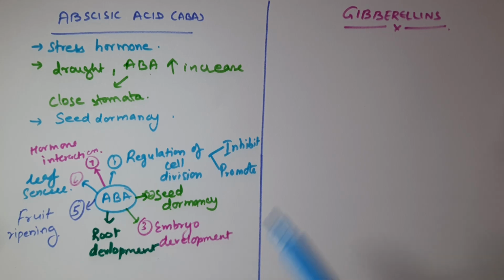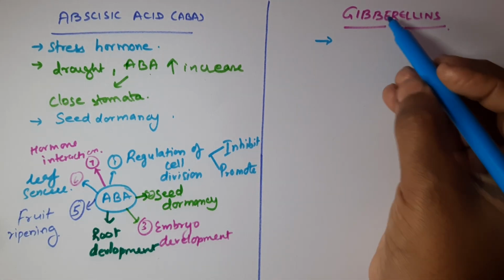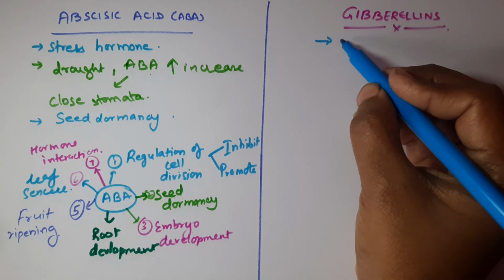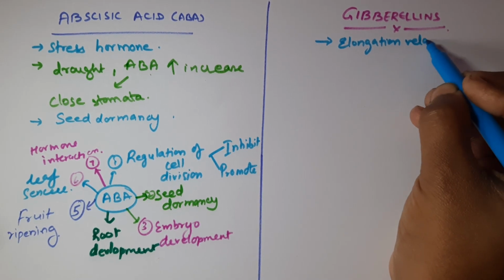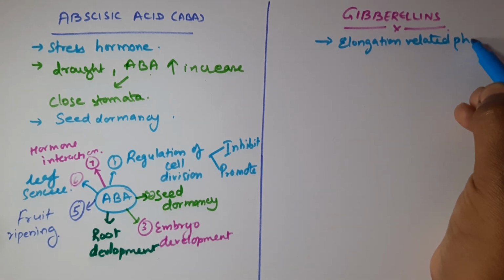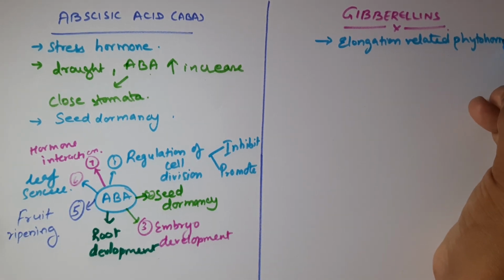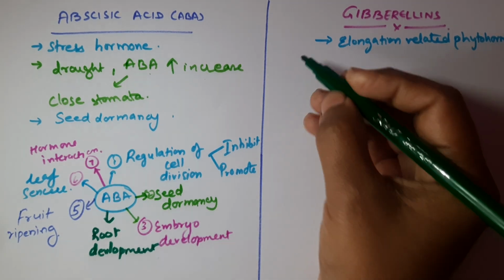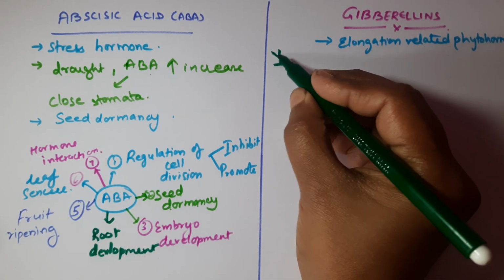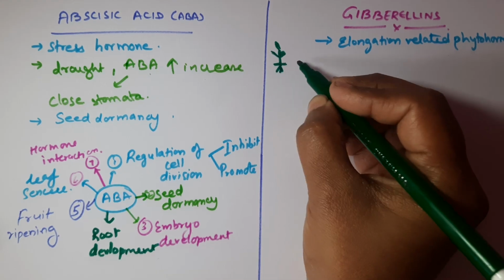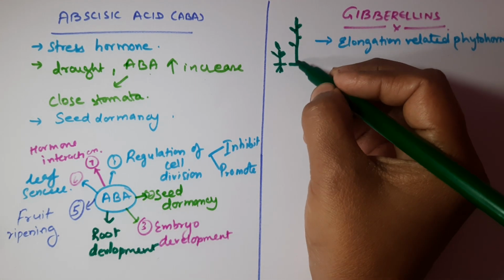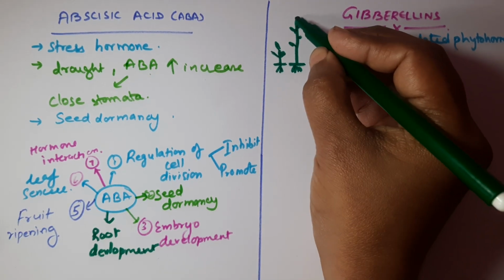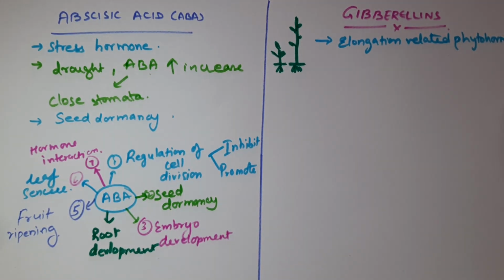Now gibberellins. This is the elongation-related phytohormone. So what does it do? Suppose we have a plant. This is the normal plant. If we apply gibberellin, or if it has very high gibberellin, then this plant will grow to this length, or this height, and this is because of the gibberellin.